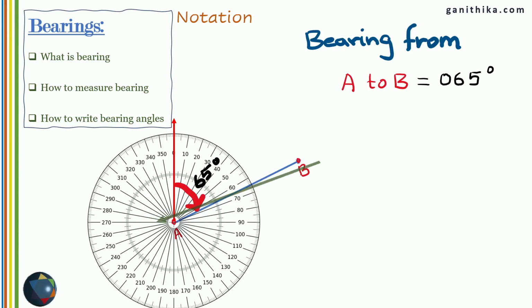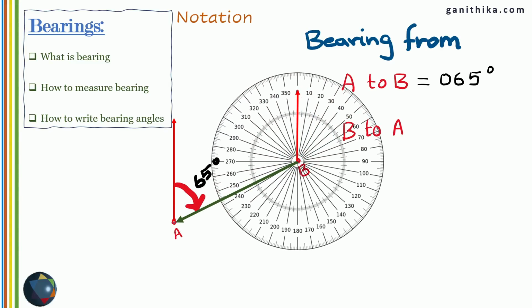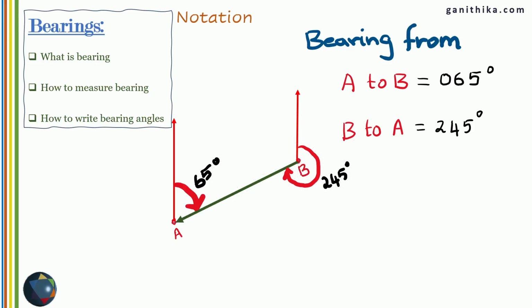So 065, whereas if you want to find the bearing from B to A, the protractor should be kept on B with the north coinciding with the 0, and measuring from 0 clockwise will give this angle. So 245 degrees is the bearing from B to A, and the notation is 245 degrees because it's already 3 digits. You will give it as 245. If the bearing is in 2 digits, you will give it as a 3-digit number with a 0 in the beginning. 65 degrees is what you will say for the bearing, but when you are writing it down, you will write it as 065 degrees. So this is how bearing is being measured, and notation is given in 3 digits.